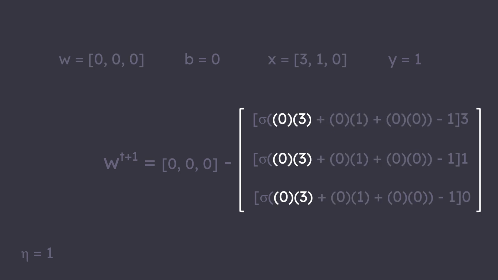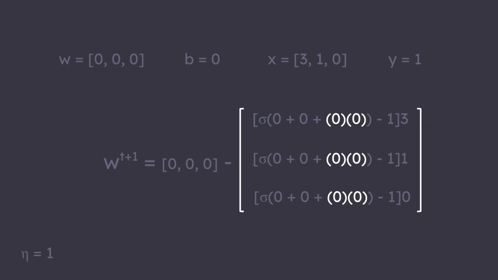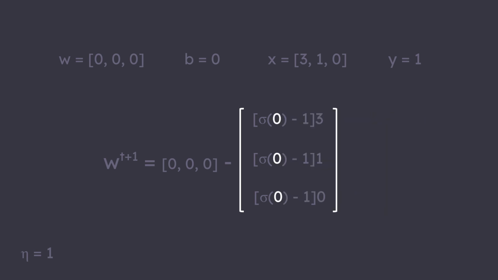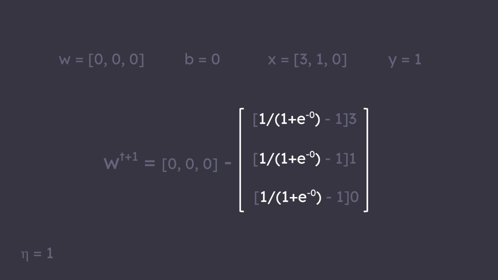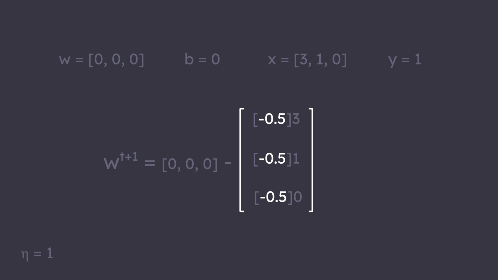0 times 3 is 0, 0 times 1 is 0, 0 times 0 is 0. Adding those zeros together gives us 0. Now we apply the activation function, in this case sigmoid. The sigmoid function is 1 over 1 plus e to the negative z, where z is 0. e to the 0 is 1. 1 plus 1 is 2. 1 divided by 2 is 0.5. 0.5 minus 1 is negative 0.5.